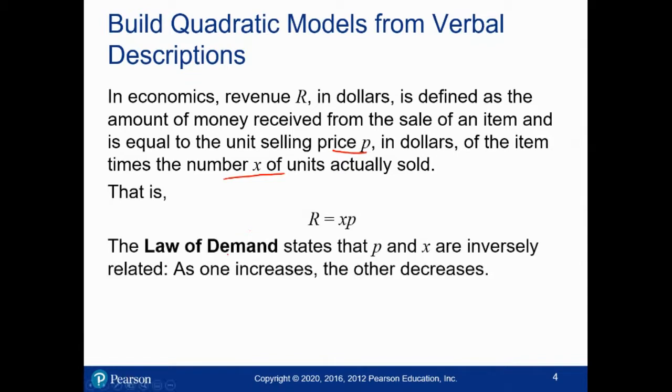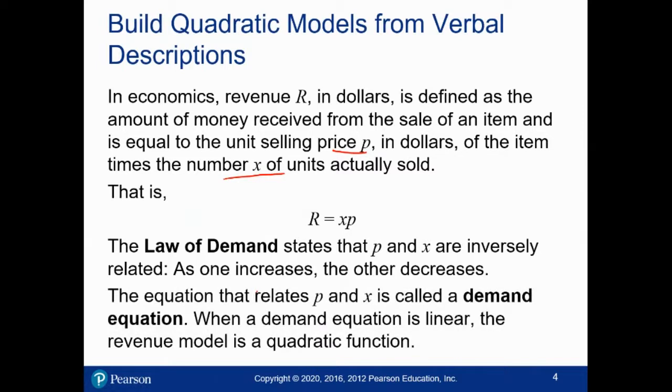The law of demand states that P and X are inversely related. So as you increase price, demand decreases. If you decrease price, demand increases, okay? So we have what's called a demand equation. When the demand equation is linear, the resulting revenue model is quadratic.